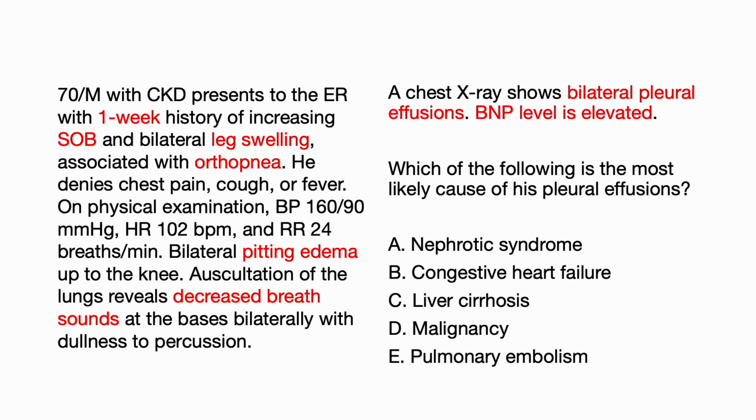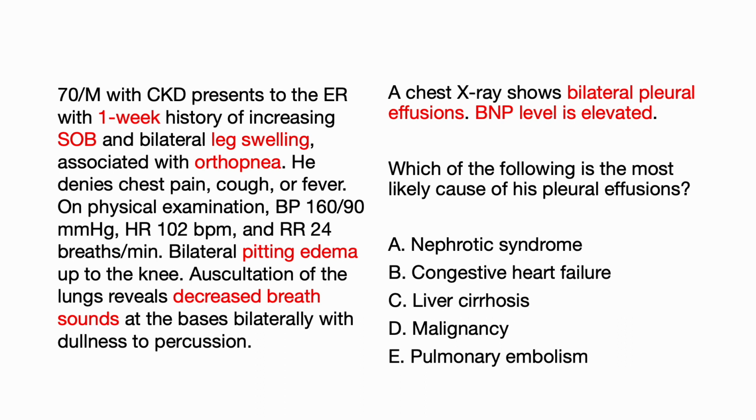A BNP is elevated. Which of the following is the most likely cause of his pleural effusions? Nephrotic syndrome, CHF, liver cirrhosis, malignancy, or PE? The correct answer is B, CHF. The patient's presentation of bilateral pleural effusions with associated symptoms of shortness of breath, leg swelling, and an elevated BNP strongly suggests CHF as an underlying cause. CHF can lead to fluid overload and hydrostatic pressure changes, resulting in transudative pleural effusions.